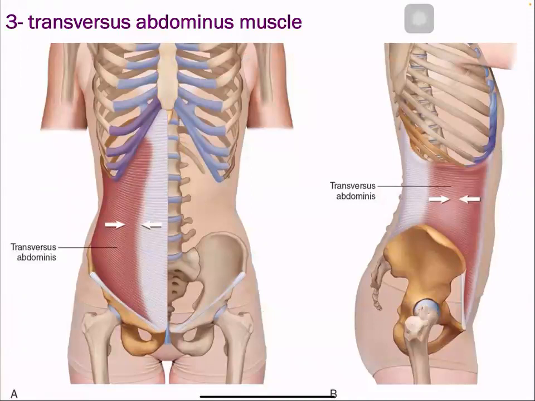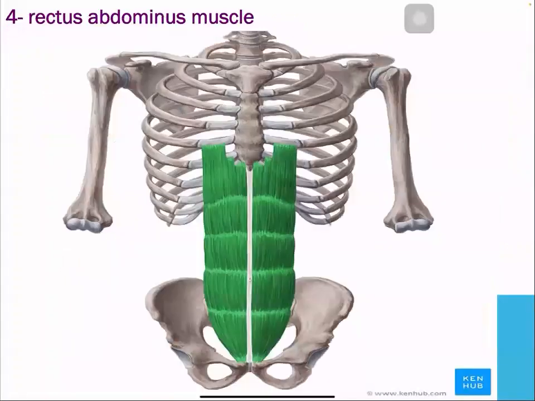The third muscle is the transversus abdominis muscle. The transverse abdominis muscle arises from the lower ribs, interdigitating with the diaphragm muscle, and from the lumbar fascia, iliac crest, and lateral half of the inguinal ligament to be inserted into the linea alba.